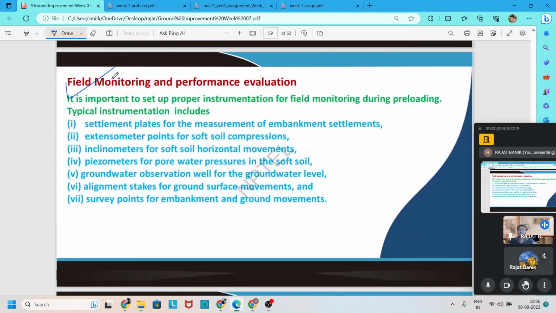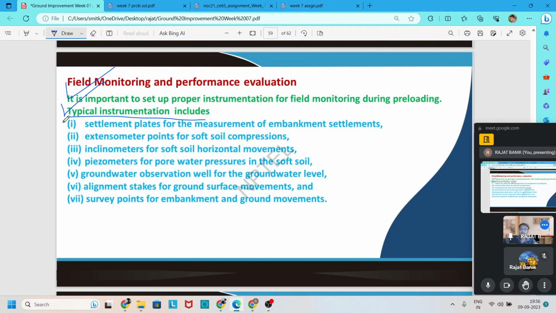Now, field monitoring and performance evaluation. That means during the pre-consideration, what parameters need to be checked, we need to find out. And for this, what type of instrument is used here, we need to find out.